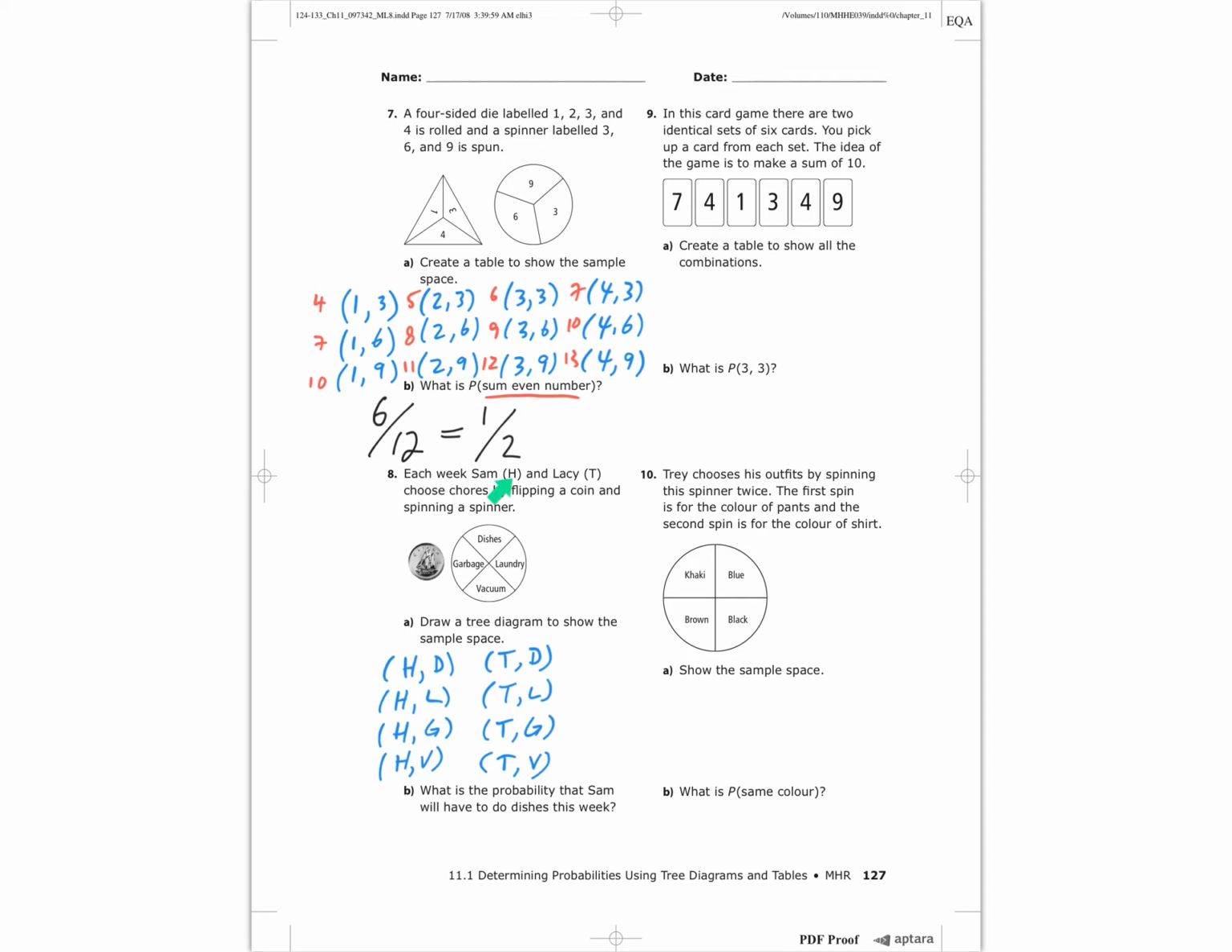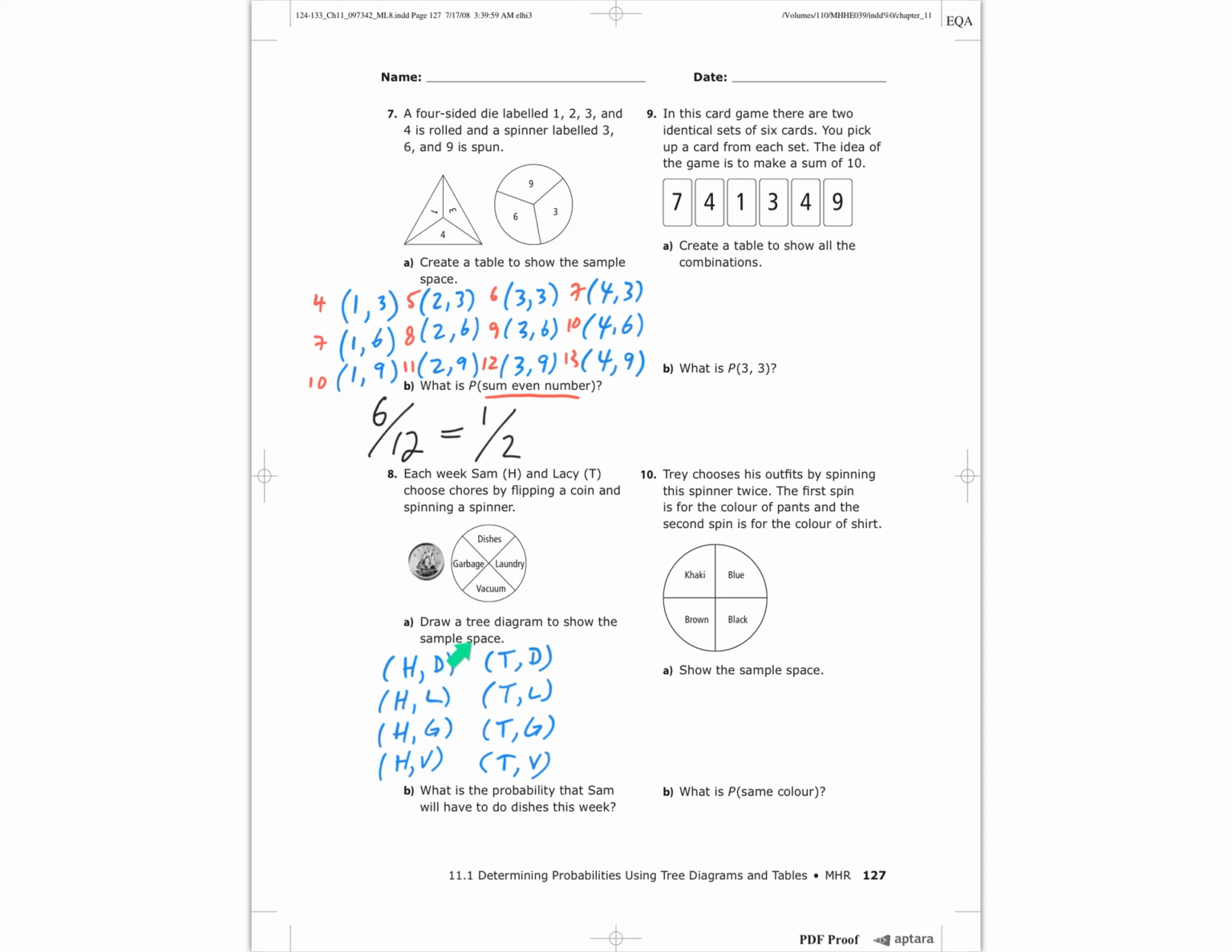Each week Sam, represented by H, because we're dealing with a coin, so heads, and Lacey will be the tails. Choose chores by flipping a coin and spinning a spinner. So we've got a coin here with 2 outcomes, and a spinner with 4 equal outcomes. Dishes, laundry, vacuum, and garbage. Alright. The sample space, I'm just going to do kind of what I did up here. If Sam flips heads, then he's going to have a choice of one of these 4 chores to do. So heads followed by dishes. Heads laundry, heads garbage, heads vacuuming.